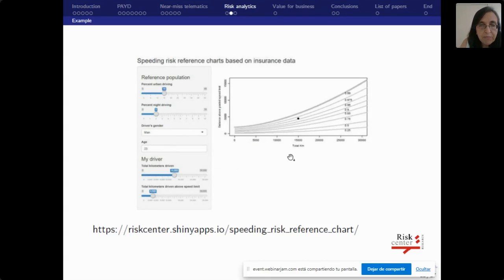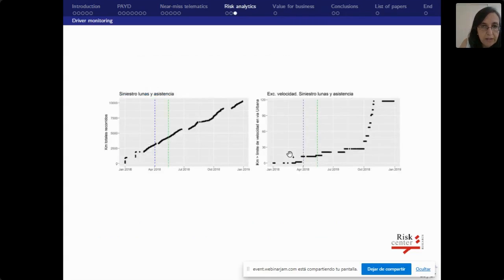Another thing that we are currently doing is this driver monitoring that I'm showing you here. And here you can see we have dates instead of distance. So we are following someone from January 2018 to January 2019.